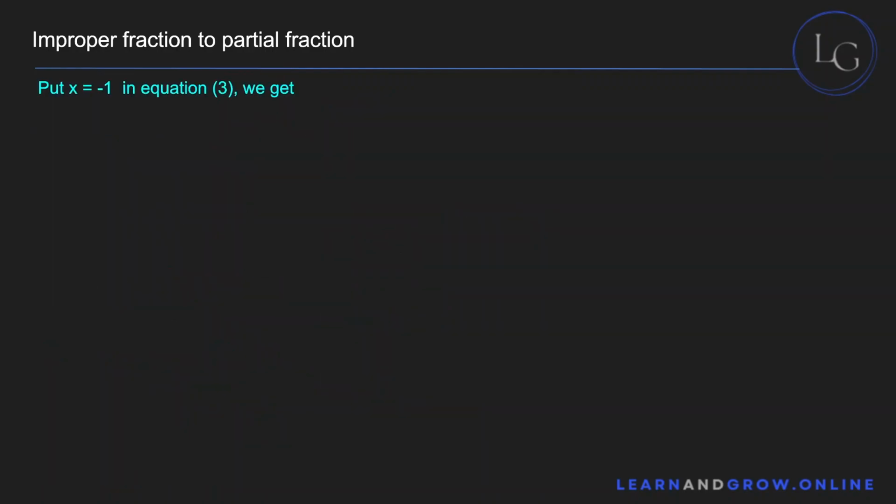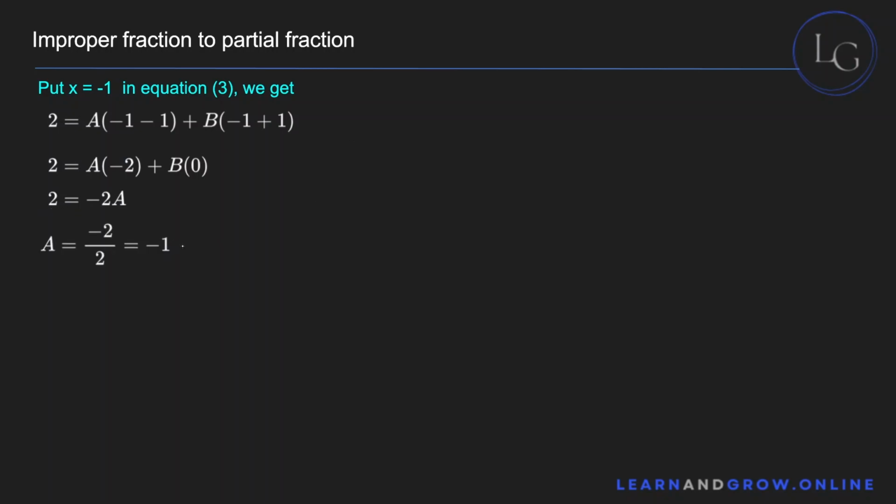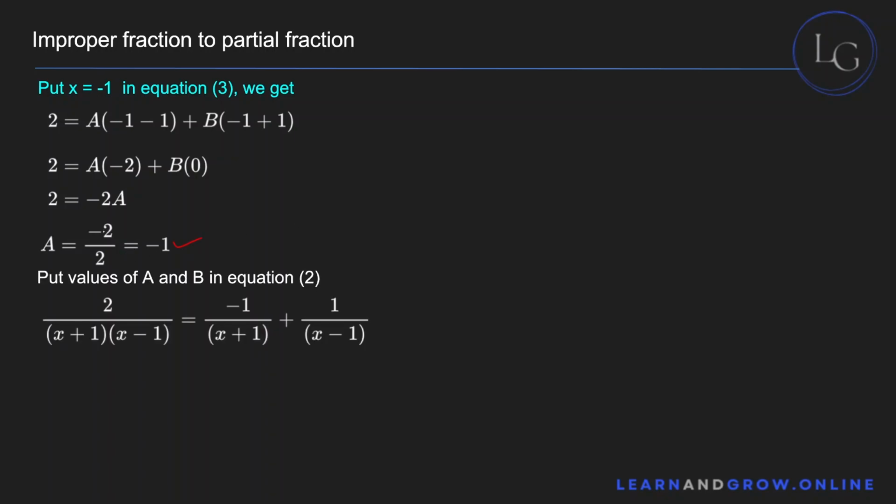So we'll put the value of x is equal to minus 1 in the equation, and hence b will be multiplied with minus 1 plus 1, so b will be multiplied with basically 0, and hence the b term will be eliminated. The a term will be multiplied with minus 1 minus 1. So minus 2a is equal to 2, and hence a is equal to minus 1. So you found the values of a and b. You'll put the values of a and b in the equation, so you'll get these partial fractions.